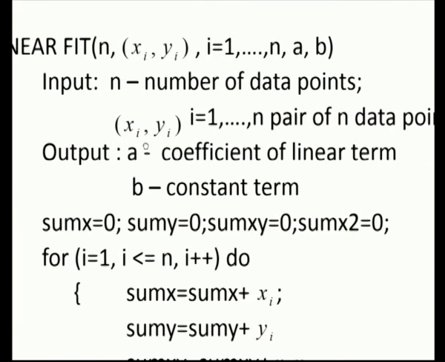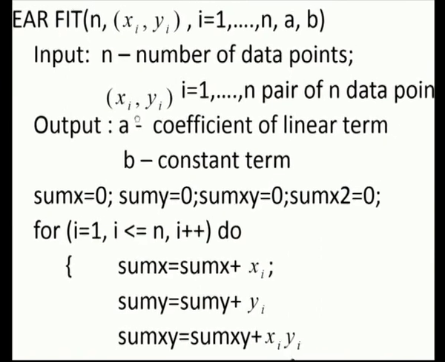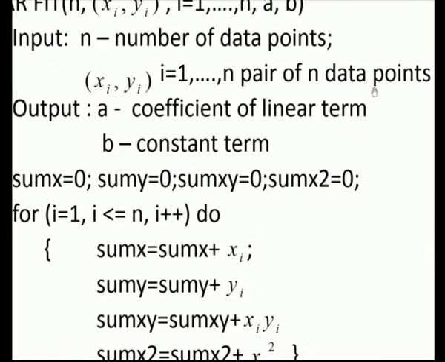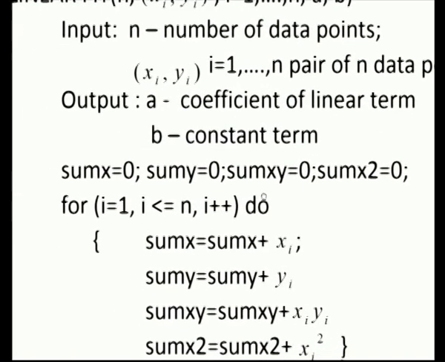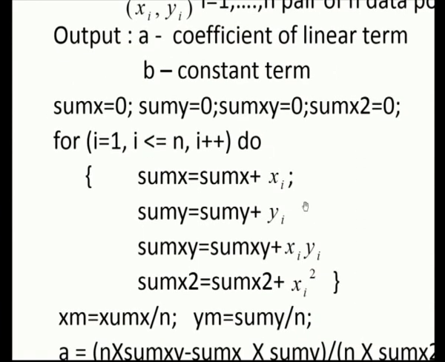So, look at the input: n is the number of data points, and xi, yi are the n pairs of data points, and the output is a, the coefficient of the linear term, and b, the constant term. Okay. So, I have to compute how many values? 4 values I have to compute, that is summation x, summation y, summation xy, summation x squared.